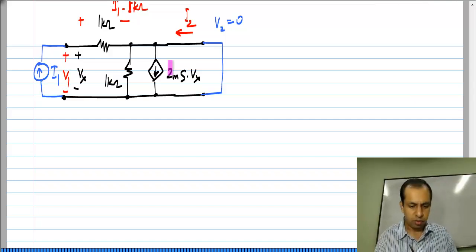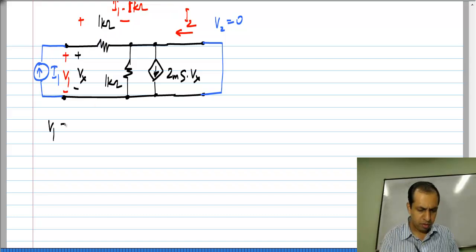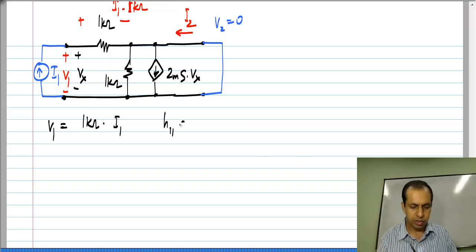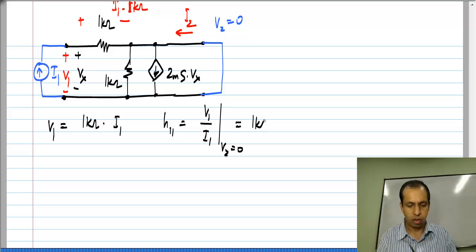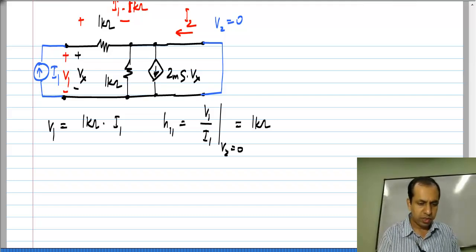Okay. Now, you see that there is a short circuit from here to there. So, the voltage V1 is simply the voltage across this 1 kilo ohm resistor. So, V1 is 1 kilo ohm times I1, or H11, which is V1 by I1 with port 2 shorted, is 1 kilo ohm. Now, because of this short circuit, no current flows through this 1 kilo ohm resistor. Whatever I1 was there, this I1 flows into this 1 kilo ohm and through the short circuit.